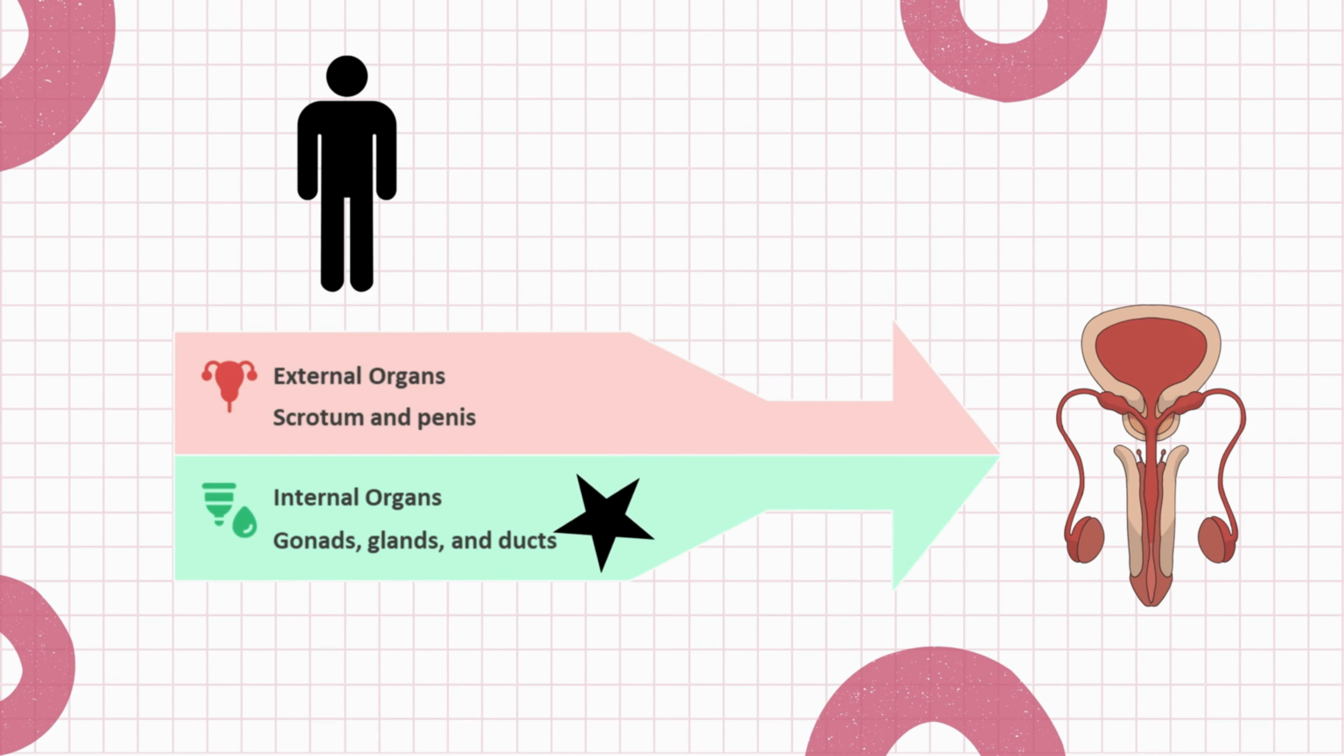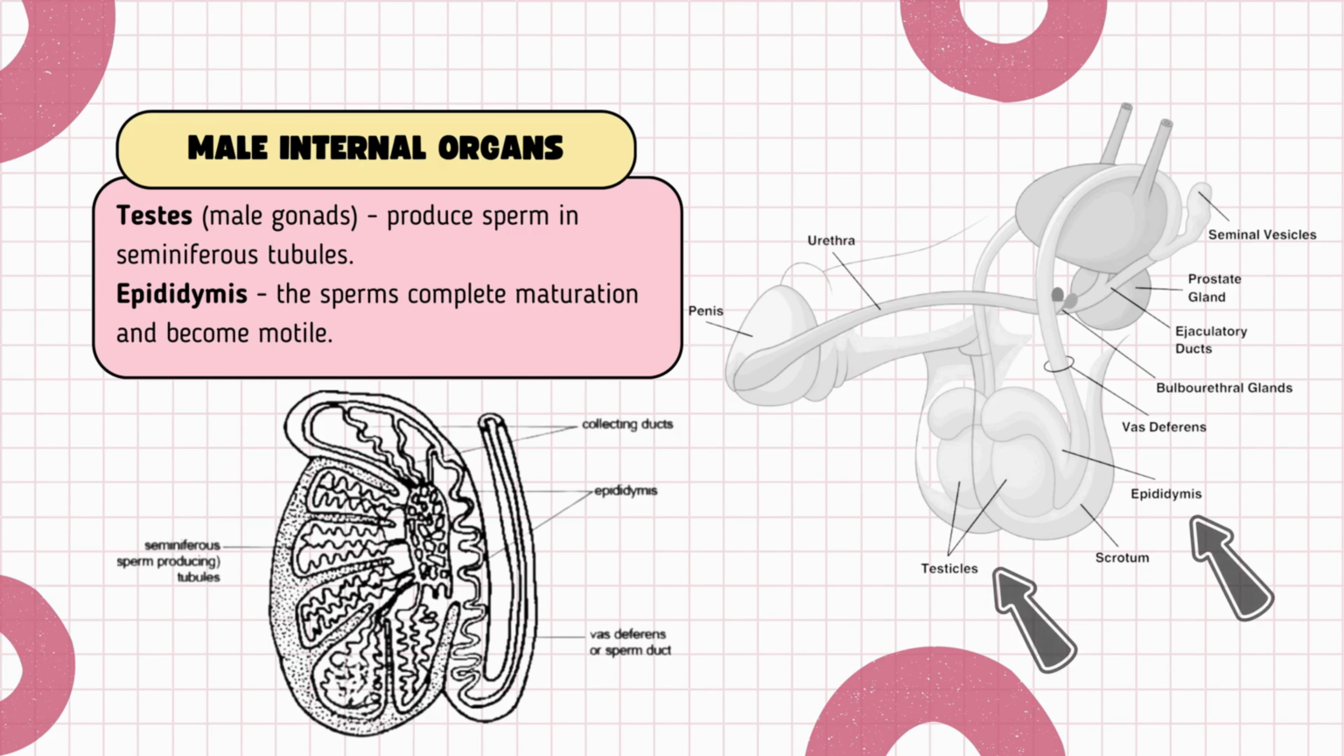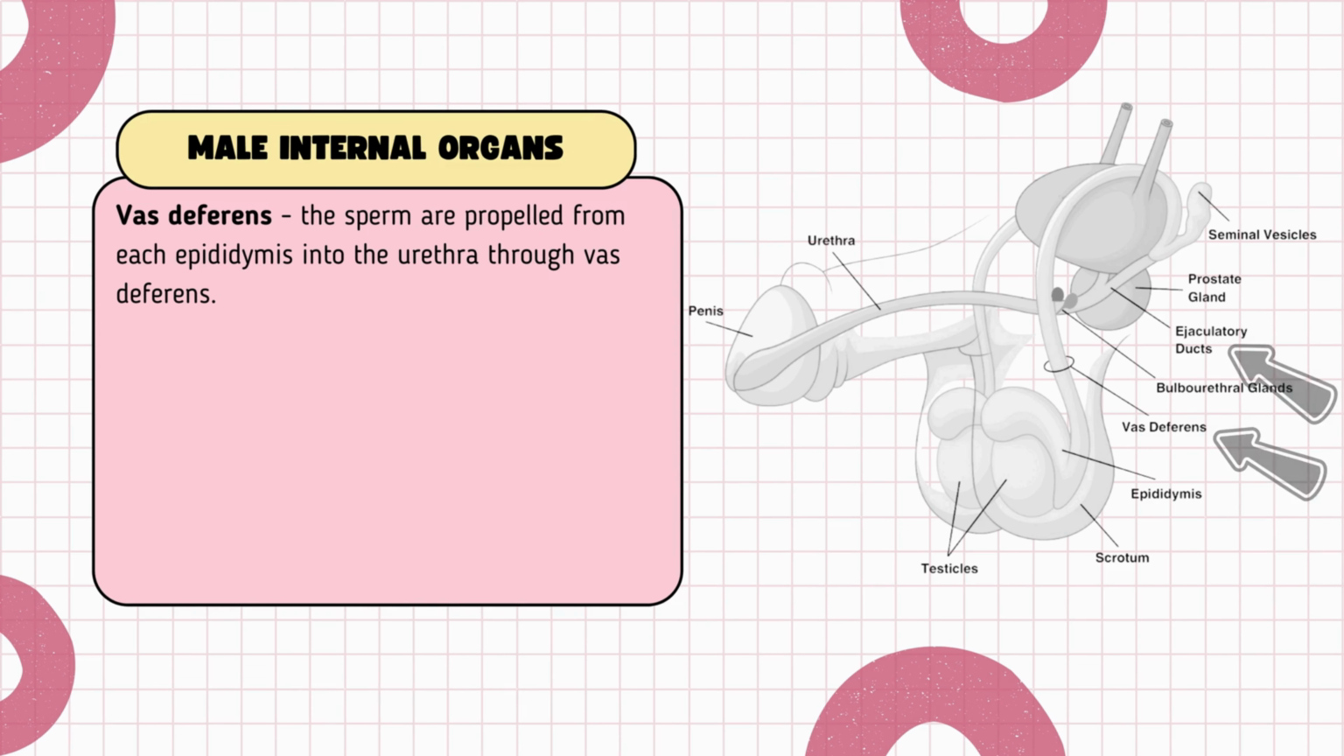Internal organs. The male gonads, or testes, produce sperm in highly coiled tubes called seminiferous tubules. From the seminiferous tubules of a testis, the sperm pass into the coiled duct of an epididymis. Epididymis is the site where the sperm complete their maturation and become motile. The sperm are propelled from the epididymis through a muscular duct, called the vas deferens, during ejaculation.